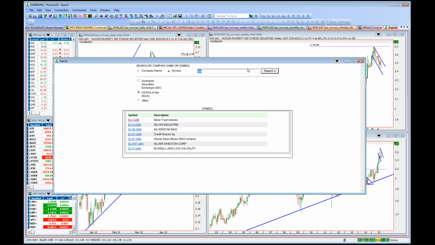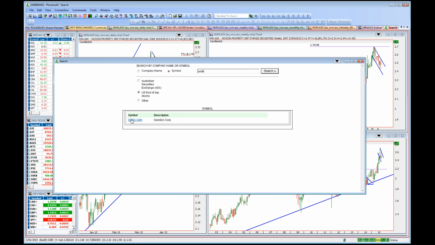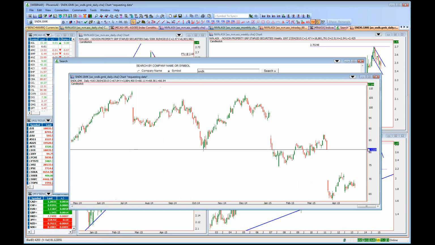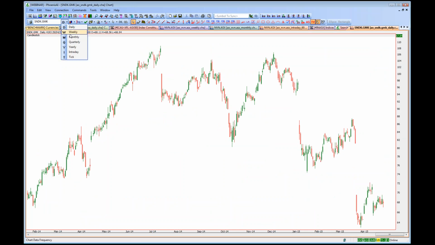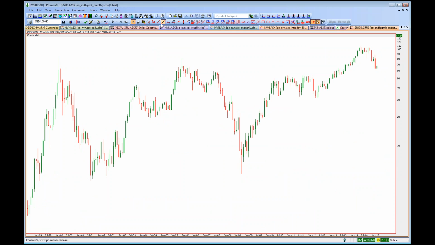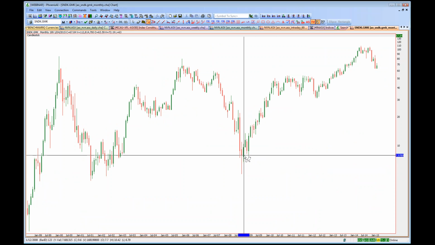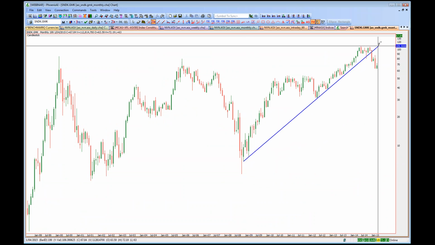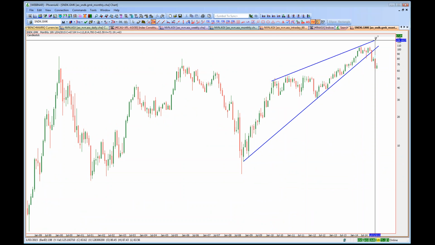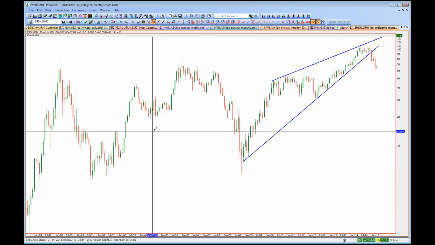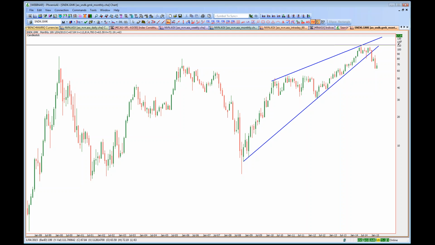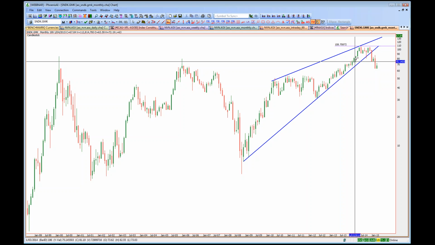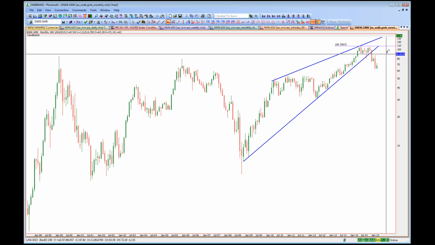SNDK. SNDK. On a monthly, I have to say this one here is already broken down. Now that's a rising wedge, normally says reversal. In addition, that's what's worrying me about the US market. If this tips over, it's going to take a lot of people by surprise, I think.